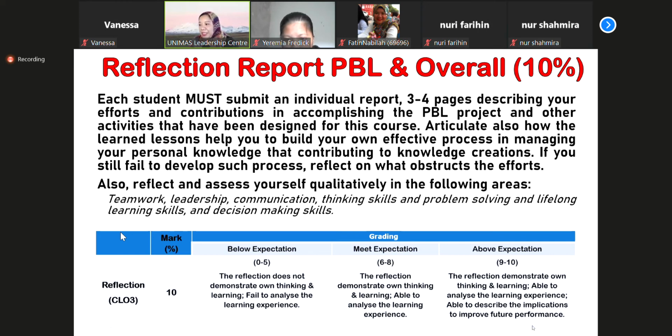Okay, so for reflection, the best is where you demonstrate your own thinking and learning, and you can analyze your learning experience, and then you describe the implication, how you're going to move forward to improve, whatever you discover.